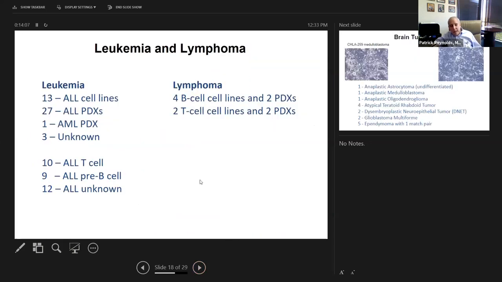In the leukemias and the lymphomas, we've got 13 ALL lines, 27 ALL PDXs. We've got 1 AML PDX, and we've got 3 that came in as leukemia, and we're not sure what they are. 10 of the ALLs are T cell, 9 are pre-B, and 12 we don't know at this point. And in the lymphomas, we've got 4 B cell lymphomas and 2 PDXs, and then 2 T cell lymphoma cell lines and 2 PDXs.